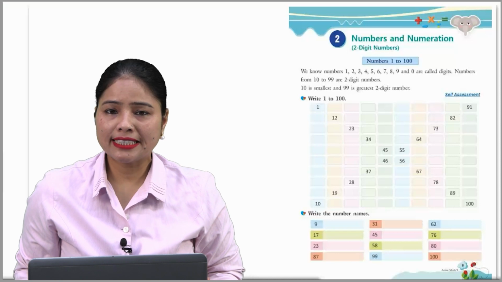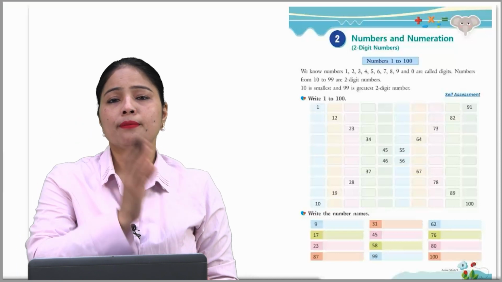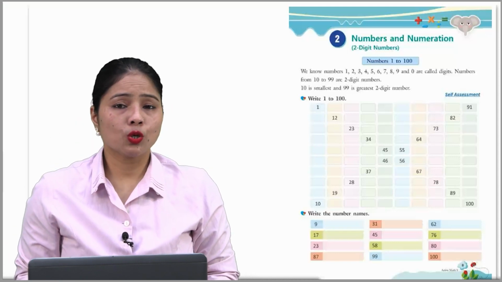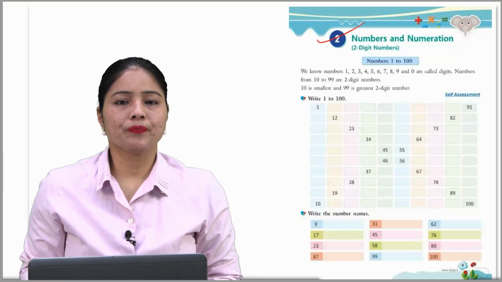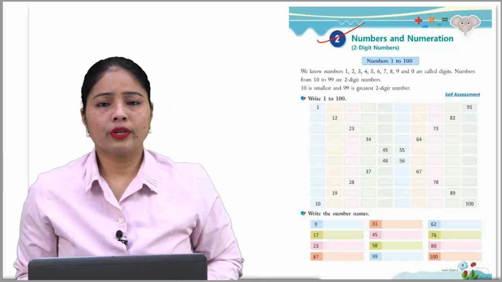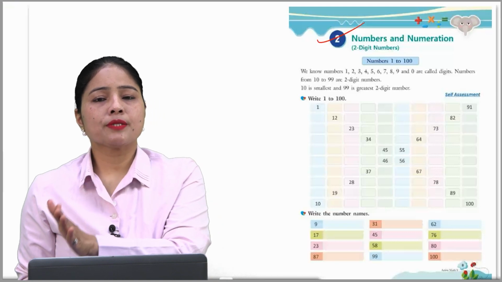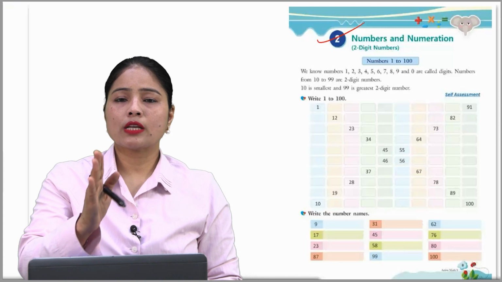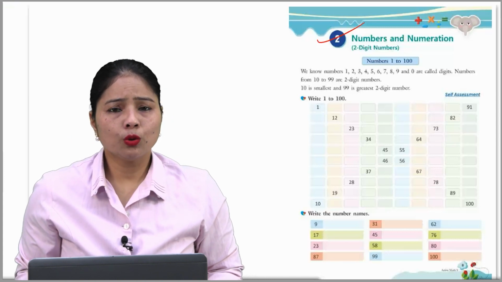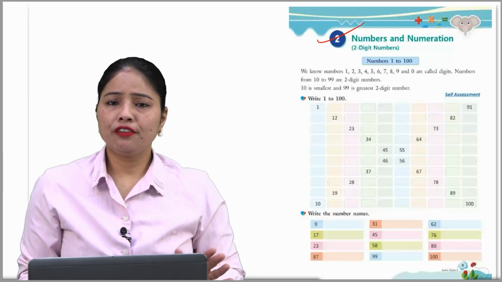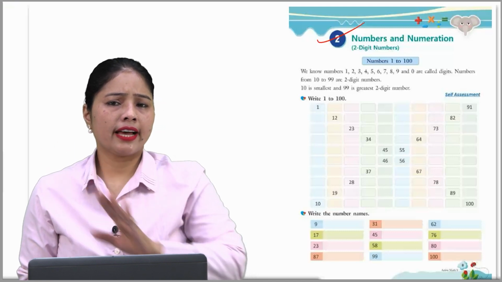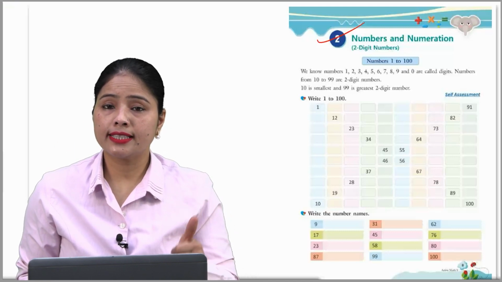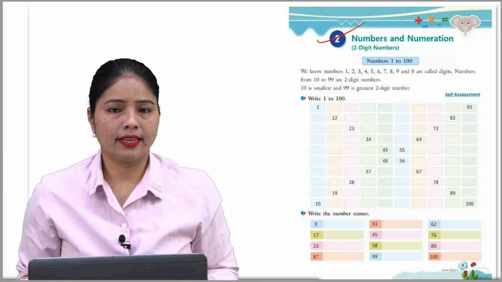So children, today in this class we are going to learn about numbers and numerations. So let's start with that chapter. 2 digits number, okay? Numbers and numerations में हम पढ़ेंगे 2 digits numbers क्या होते हैं. So first is numbers 1 to 100. We know numbers 1, 2, 3, 4, 5, 6, 7, 8, 9 and 0 are called digits. ये हमारे digits कहलाते हैं.